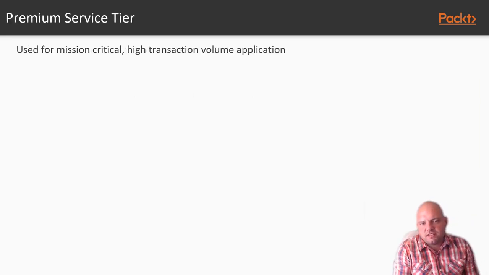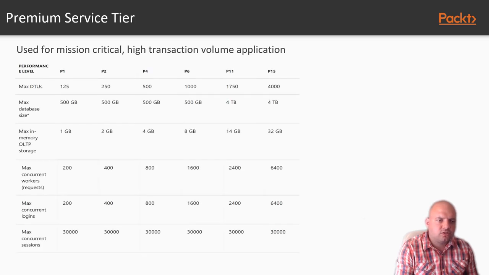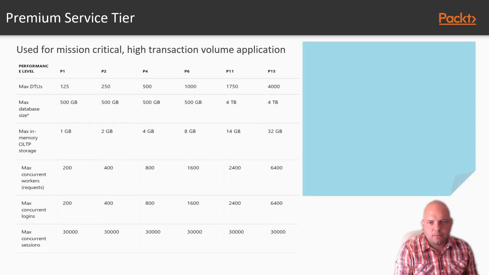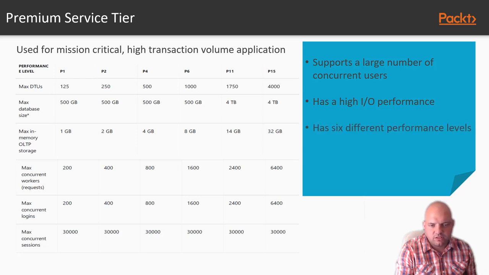The premium service tier is what you're going to use for your mission critical, high transaction volume applications. It supports a large number of concurrent users. It has a high storage performance compared to, say, basic and standard, so you get a lot more I/O throughput. There are different performance levels, as you can see from the screenshot there, going from P1 through to P15.